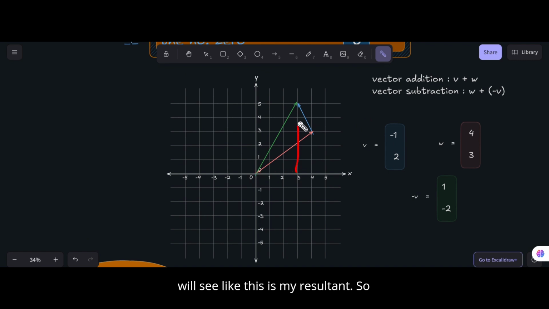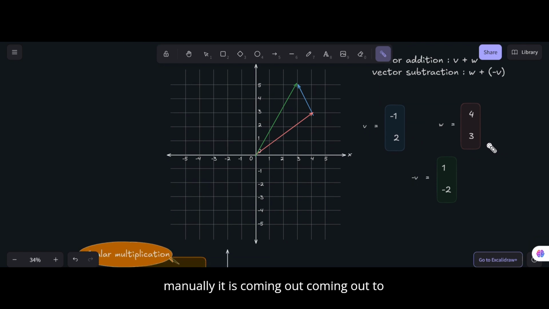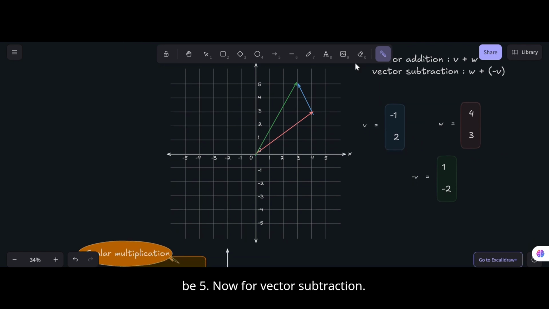For example, here you would see this is my resultant, so the magnitude of the x component is 3, and if you compute it manually, it comes out as 3. Now the y component is 5, and when I calculate it manually, it comes out to be 5. Now for vector subtraction, let's assume I'm going to compute w minus v.